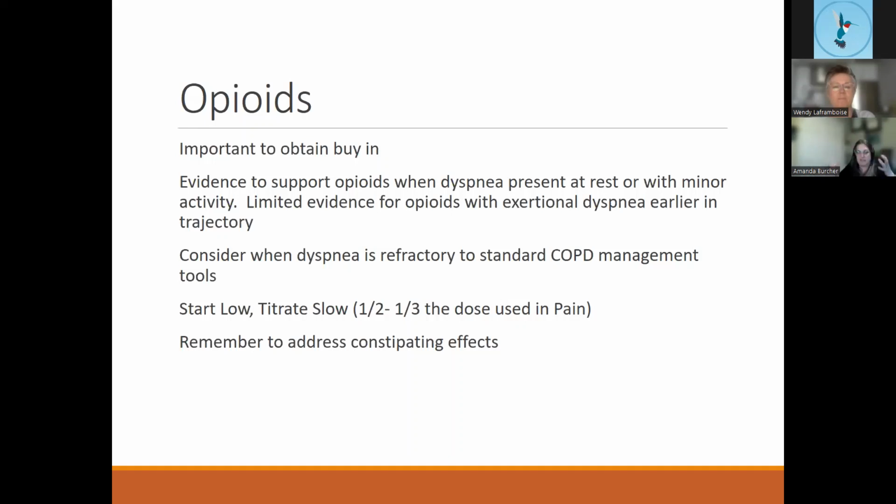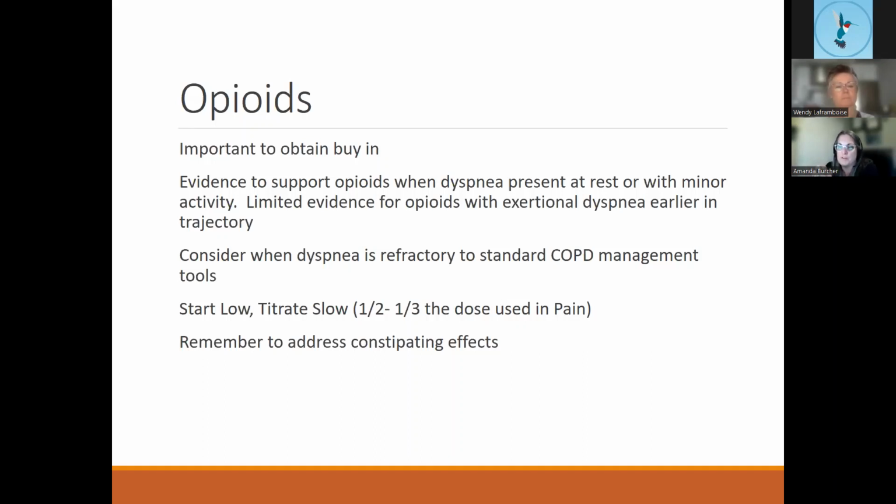If I'm working with something like morphine, I might even start my morphine at 1 milligram and then titrate from there. So it sounds like a tiny little dose, but I have had patients who respond well to such a low dose of an opioid. So I always talk to them that we're starting you on a very low dose. We're using 1/2 to 1/3 of the strength of an opioid that we would typically use for someone with pain.